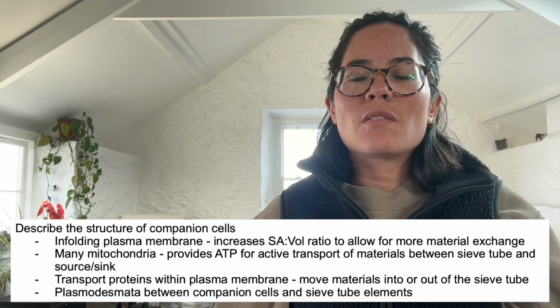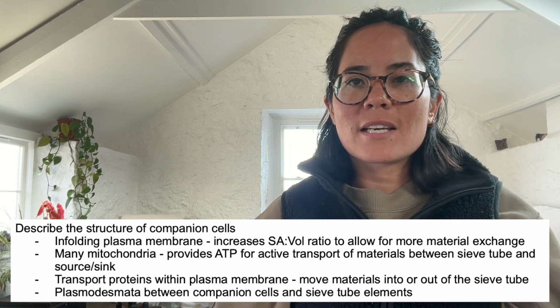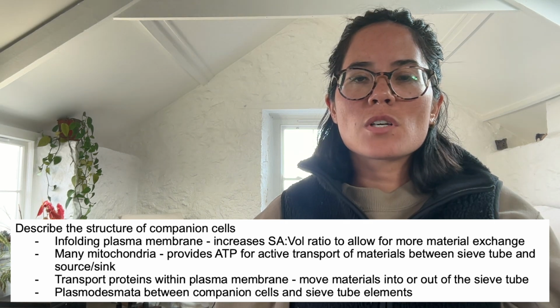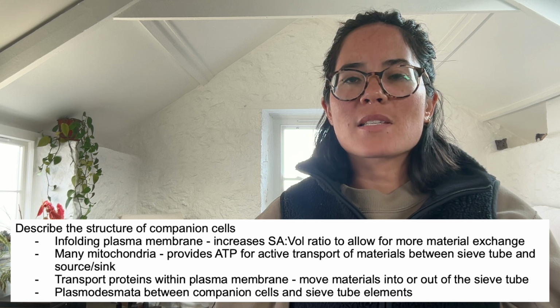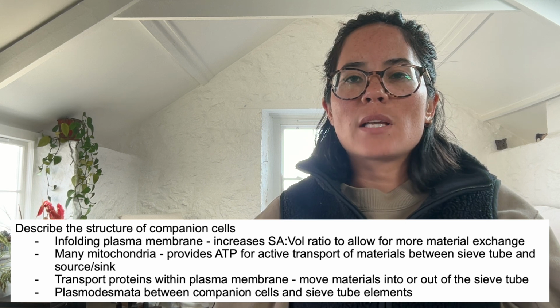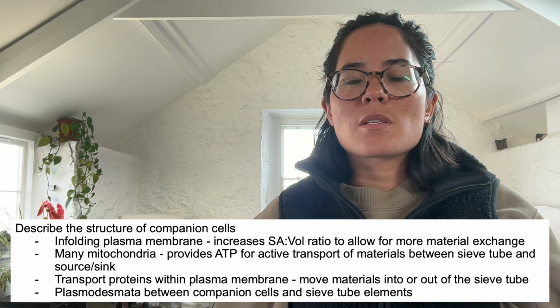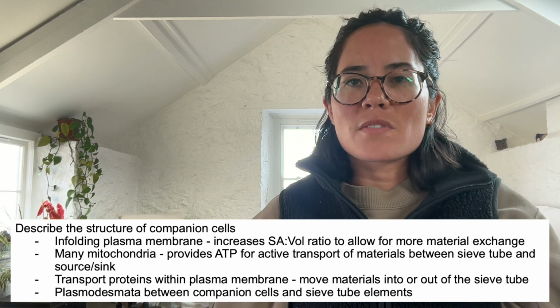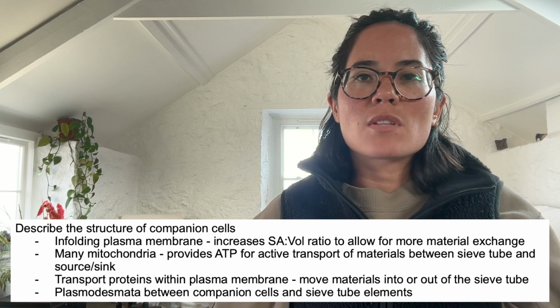The infolding of the plasma membrane provides a larger surface area to volume ratio to allow for more material exchange. Transport proteins located within the plasma membrane move materials into and out of the sieve tube, and plasmodesmata between the companion cells and the sieve tubes allow the movement of substances due to the extension of the cytoplasm.